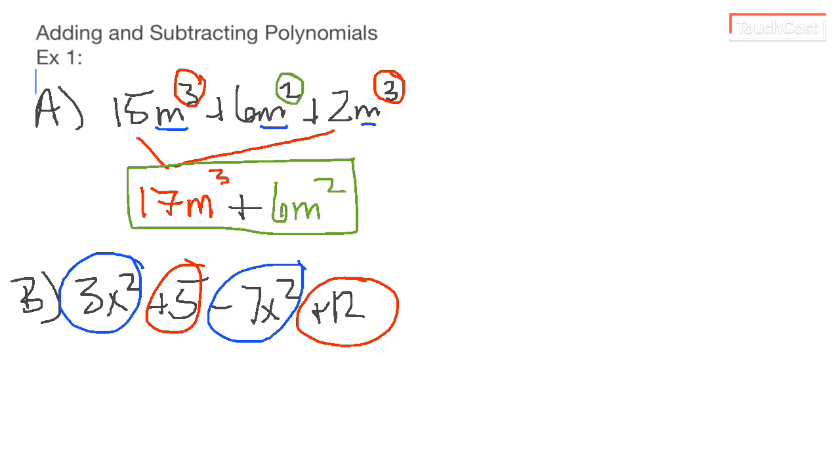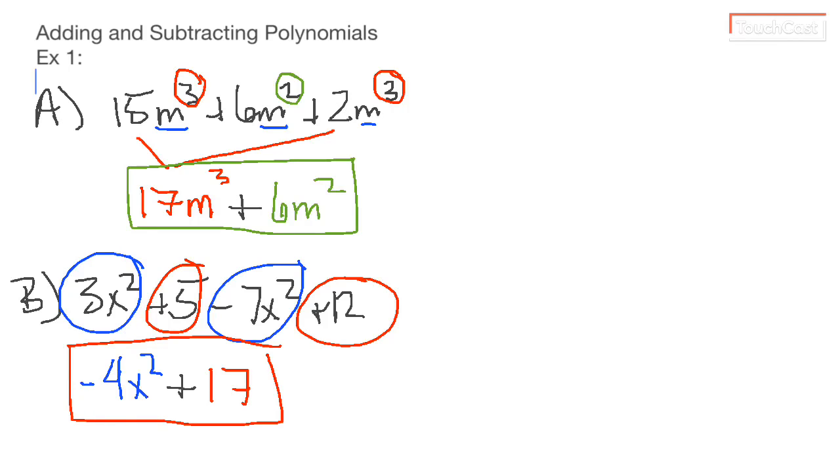So 3x squared minus 7x squared, we just go 3 minus 7. And that's going to give us a negative 4x squared. And then we can combine 5 and 12. Well, 5 plus 12 is 17. So we're going to end up with negative 4x squared plus 17. And that one we're all done with.